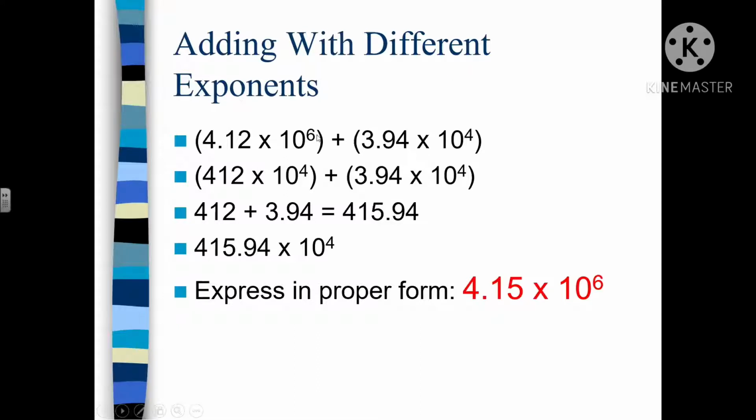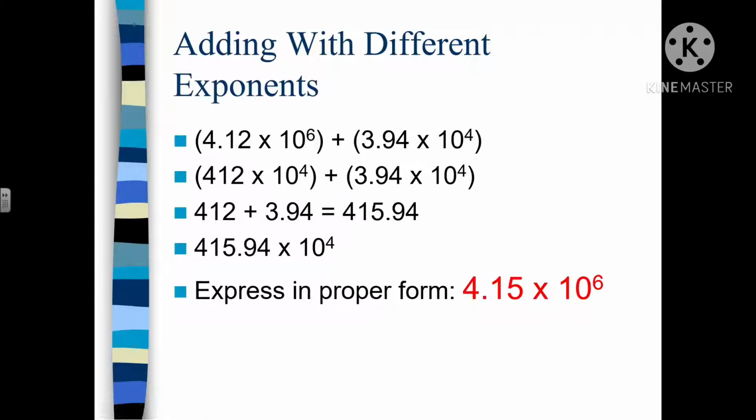adding with different exponents. How to add with different exponents? If I have 4.12 times 10 to the 6th plus 3.94 times 10 to the 4th, as you can see, they have different exponents. The first one is 6 and the second one is 4. Therefore, you are going to change their exponents to make them the same. How? Which will you change? This one or this one?